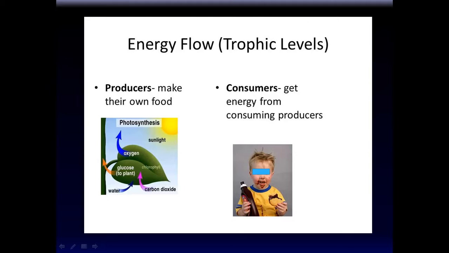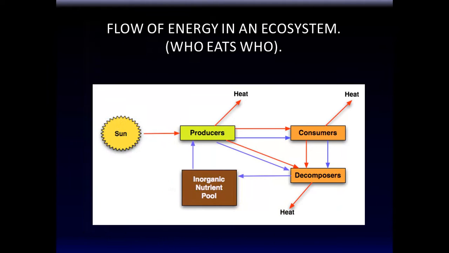Energy flow. Okay, this is the last part of this, and after this, inshallah, we'll take another break. Okay. Energy flow. These are called trophic levels. So we know producers, they make their own food. Consumers, we love to consume stuff that's made by producers. So, a flow of energy in an ecosystem. Who eats who? Say, sun, producers.